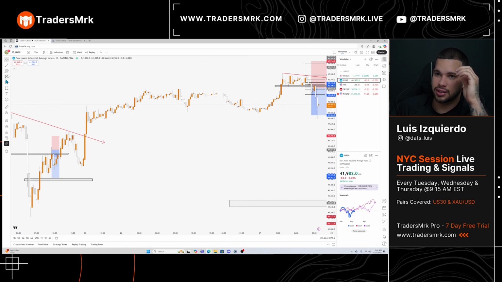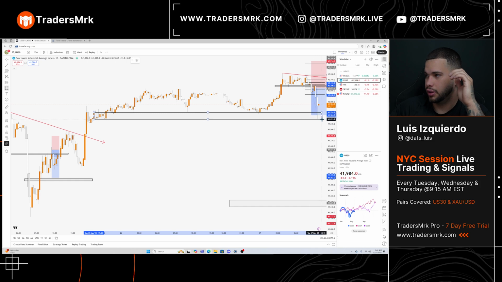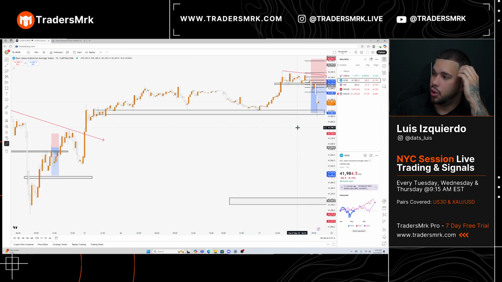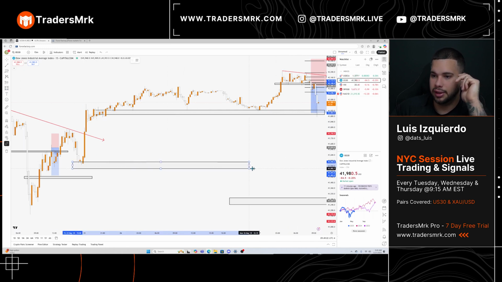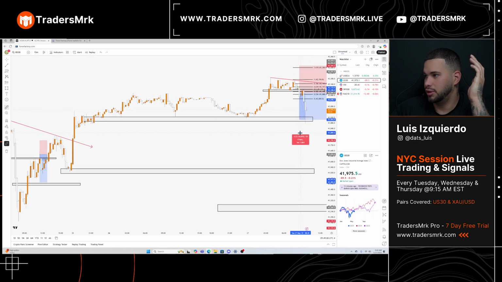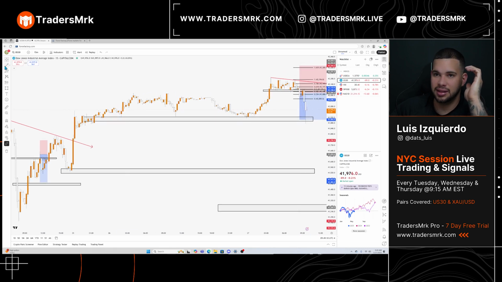It went down to this area right here previously, an area of support. Now, the big question is, is it going to break down past that support? If it does, then I'll send out another signal later today on TradersMrk Pro. So you guys could capture it, because if it does break down this support, I believe it will come up to this area.